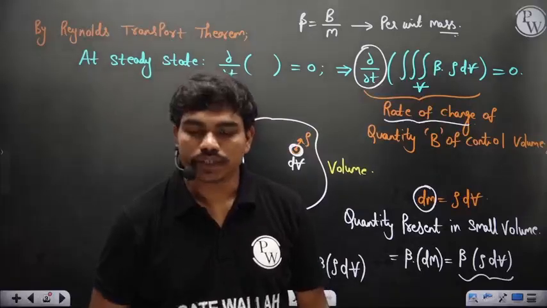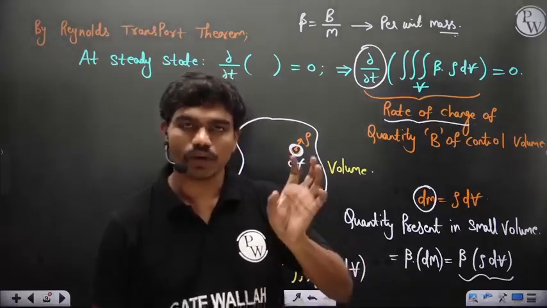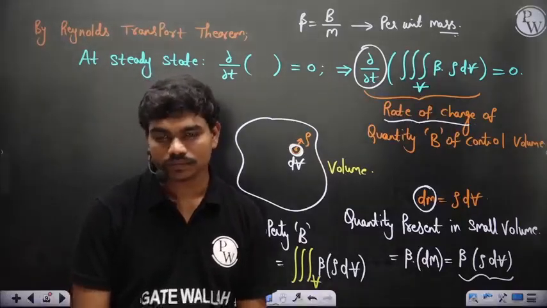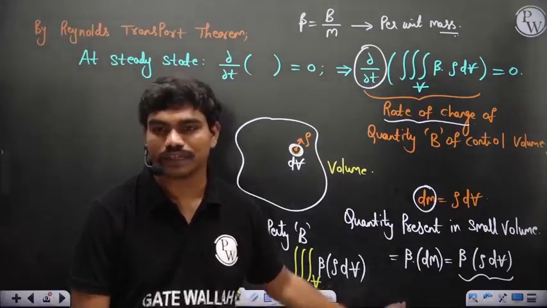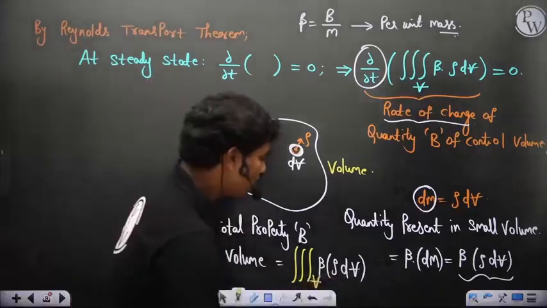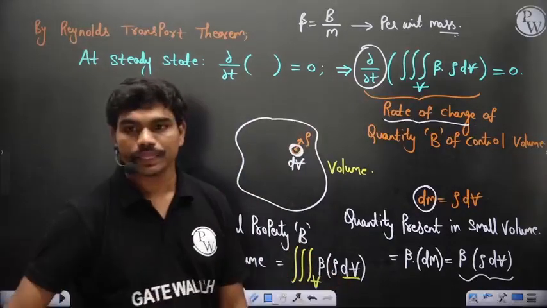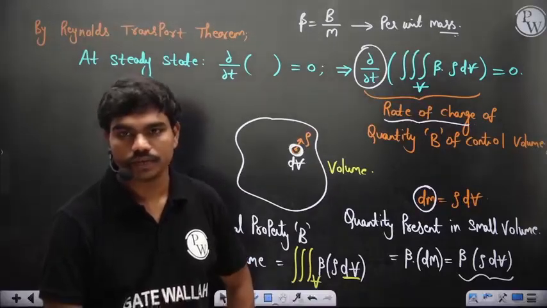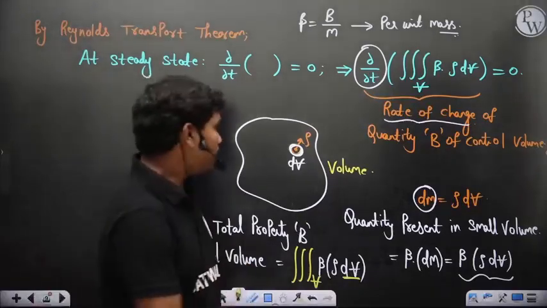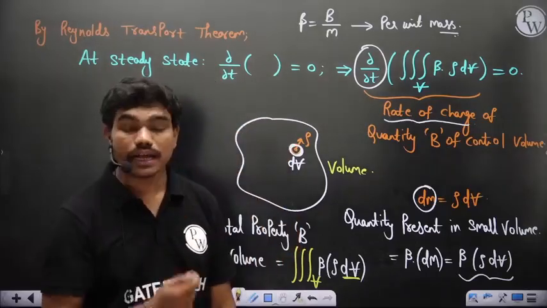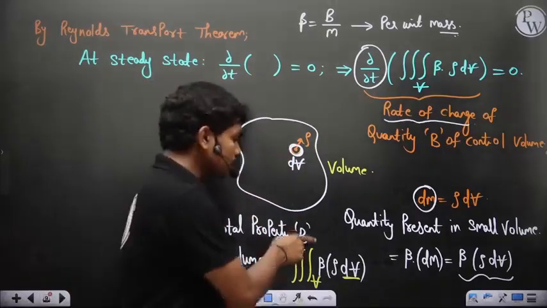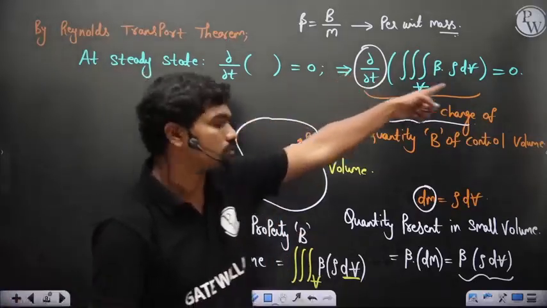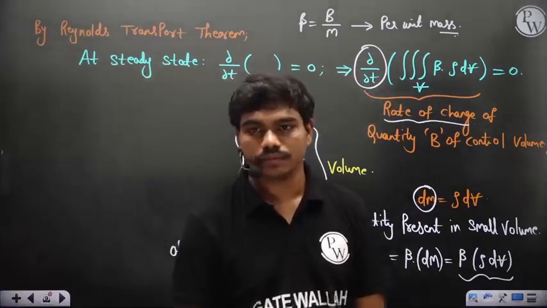Volume integration, 3D, Stokes theorem. Stokes theorem is something different, not exactly volume integration, but did you all understand this? Yes or no? Please type it in the chat box. Because it's a volume integral, that's why I'm putting a volume integral sign. Got it? And when this control volume is at steady state, then ultimately the rate of change of property of that control volume with time is 0. That's why this term is 0. Got it? Yes or no?